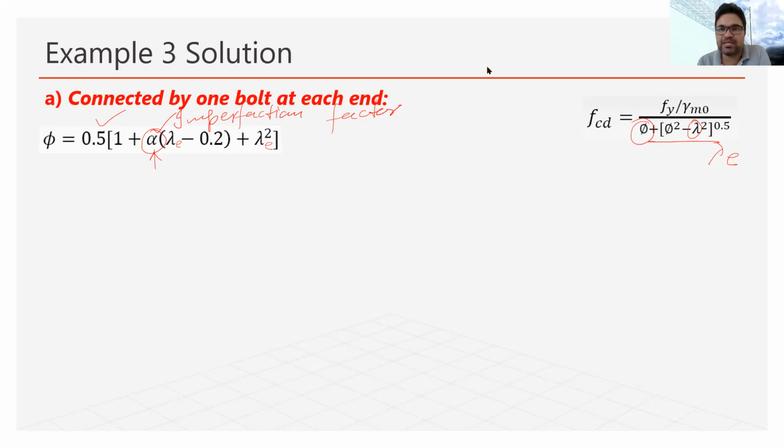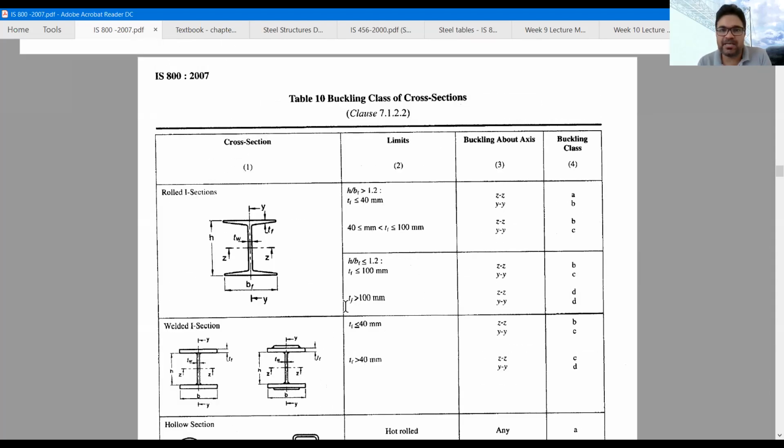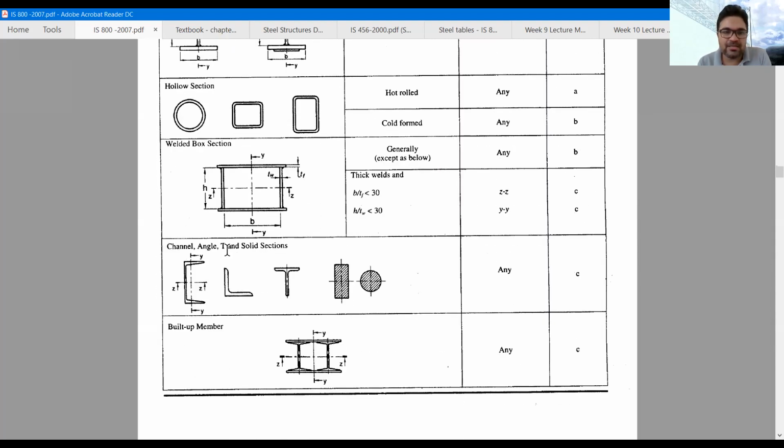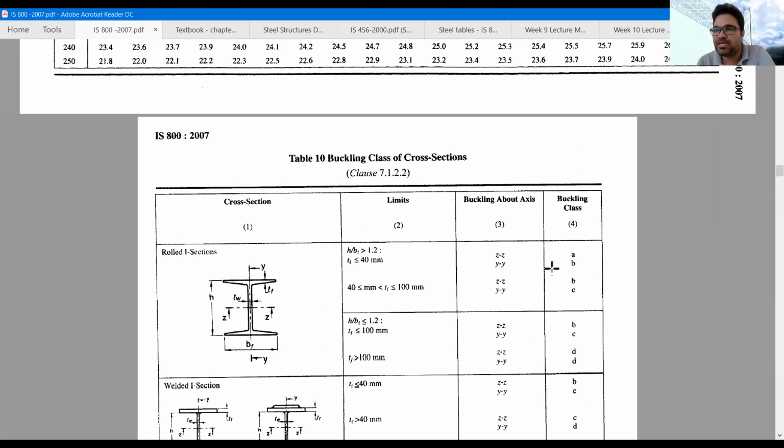Again I will show you that in the IS code. There you can see this is the table that we generally use to determine the buckling class, which is table 10. In table 10, if you look at this one, channels, angle, T section and solid section. For all these types of section, buckling can occur along any axis, and in that case the buckling class will be C. Which means to find out the value of FCD, we will use table 9C. Also this buckling class is very useful in determining the value of alpha, which we are required to find to get the phi value.